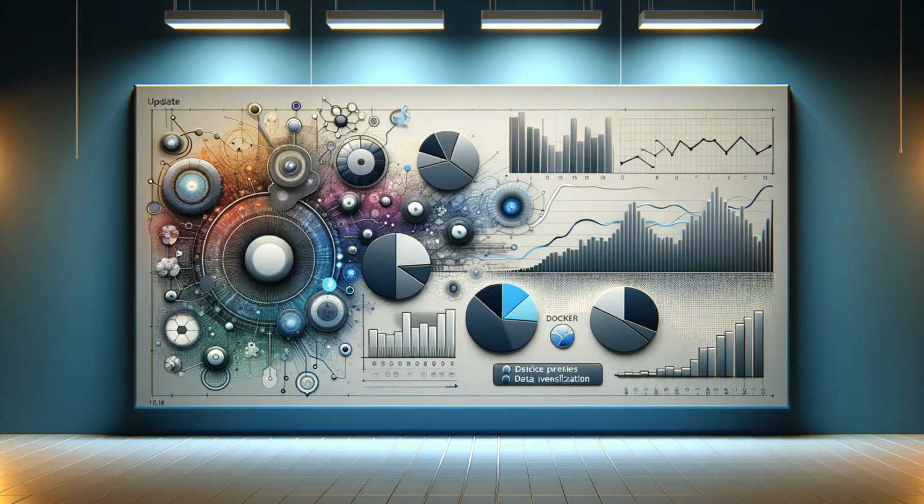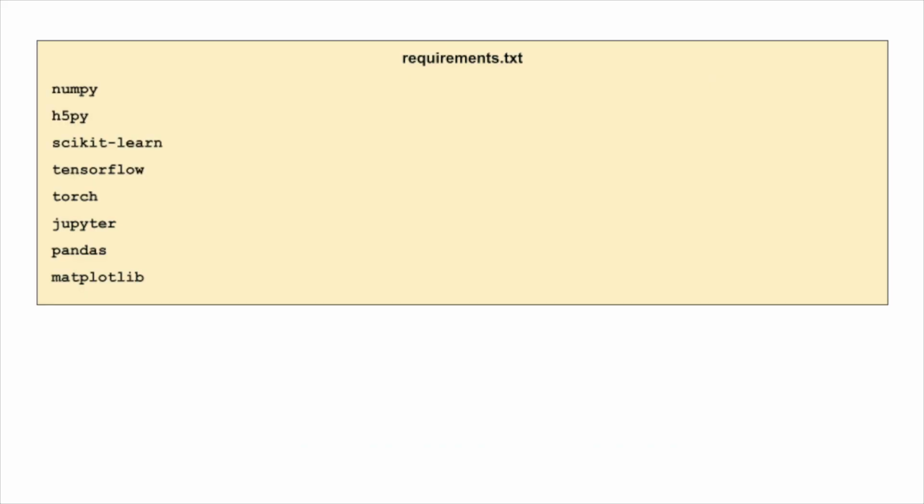First, we'll update our Docker environment to include Matplotlib, enabling us to create visualizations directly within our Jupyter Notebooks. Let's add Matplotlib to our requirements.txt file to ensure it gets installed in our Docker environment when we rebuild the image. With our requirements.txt updated, the next step is to rebuild our Docker image.